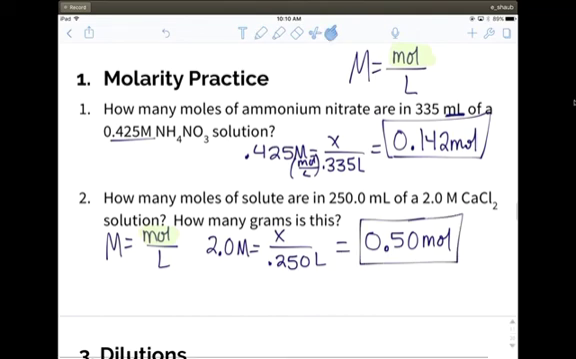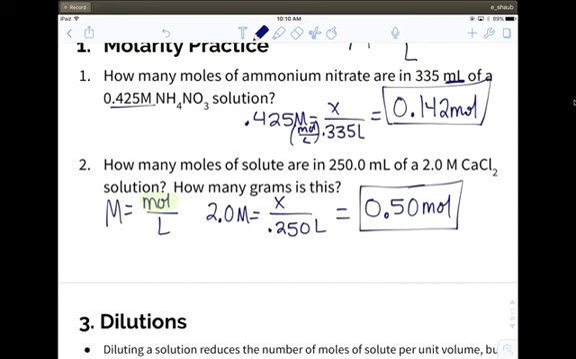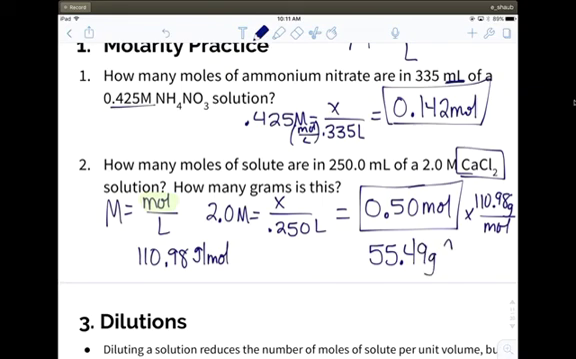So that's my first answer, but I want to know how many grams. So what I would need to know then is the molar mass of my solute or calcium chloride. So again, you can either use a molar mass calculator, or I will give you those embedded within the problem on the worksheet that you guys will see. If I just take a calcium plus 2 chlorines, that's 110.98 grams per mole. So again, either using the molar mass triangle or just setting up the conversion, if I multiply by the molar mass, grams per mole, that gets my moles to cancel. That would get me a total of 55.49 grams of calcium chloride.